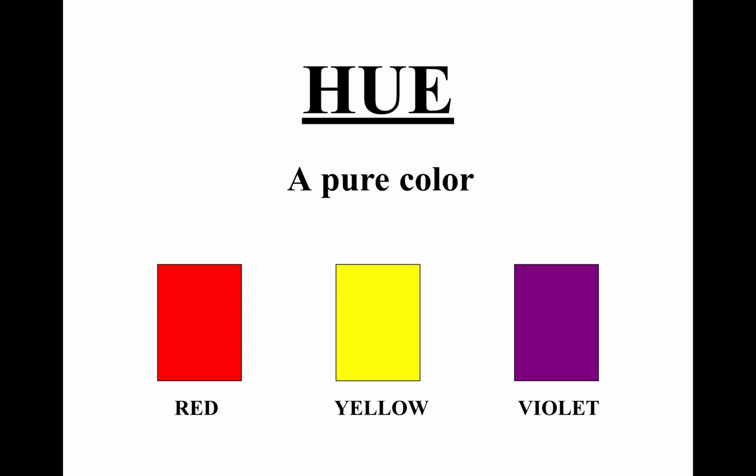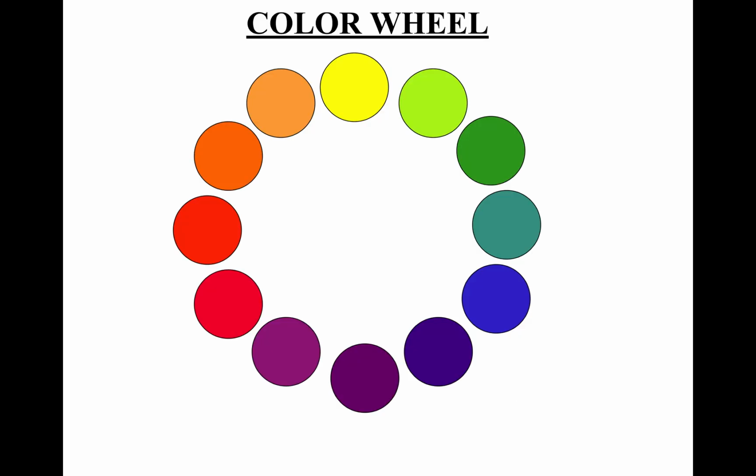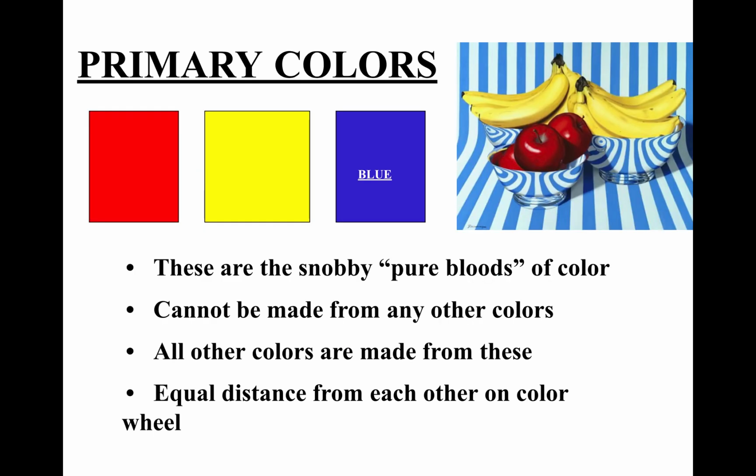Okay, hue, just a pure color. Here's your color wheel. You should become very, very familiar with your color wheel. It's great for organizing your color and creating color schematics for your paintings. We've known this, we've done this since we were very young. We should know our primary colors and our secondary colors by now. A color wheel organizes them in a way that is very useful.